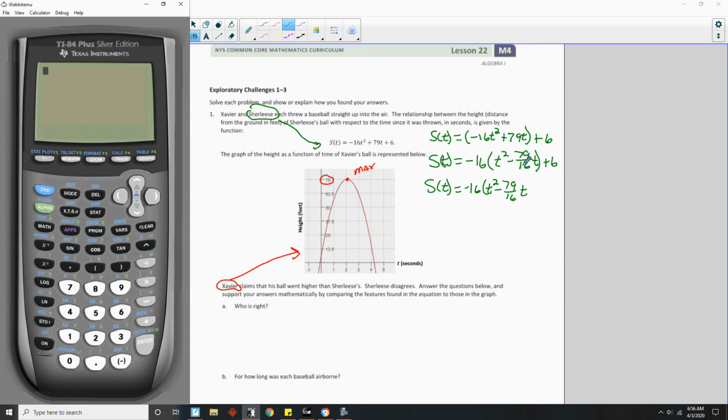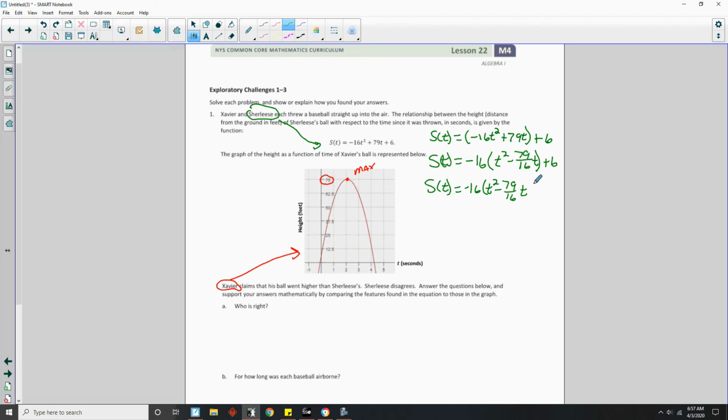Okay, so I take 79 divided by 16, and then I divide it by 2, and then I square it. And I put it into a fraction form. Okay, 6241 over 1024, or 6.094. All right, let me leave it as 6.09. So that would be plus 6.09, plus 6.